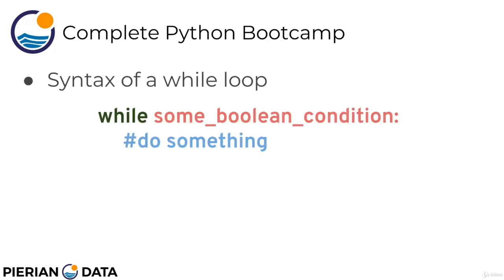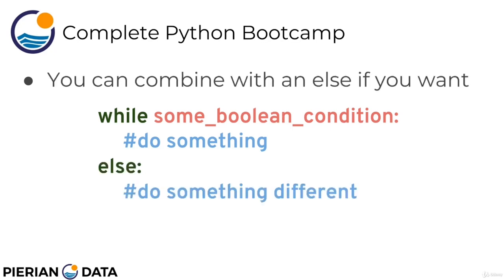So let's explore the syntax of a while loop. It's actually quite simple. We're going to say while, and then some sort of Boolean condition. So we'll usually have some sort of comparison operation check, and a lot of times it's going to be while some variable is true, or equals true, then colon, and then a block of code. And that block of code, in this case represented by do something, is going to continue to execute while the condition is true. Now we can also combine a while statement with an else statement if we want.